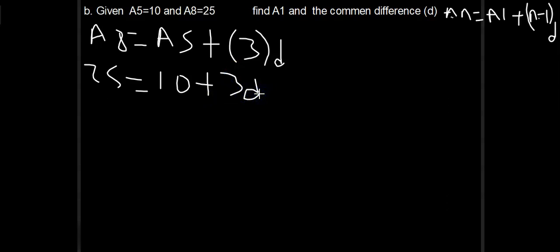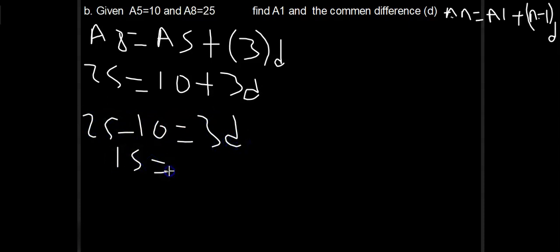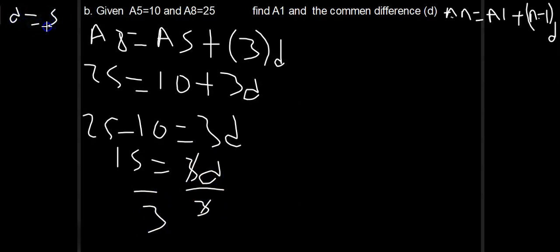So now I'm looking for the value of D. When I FOIL, I'm going to get 25 minus 10 equals 3D. And then 25 minus 10 is what? It is just 15, so it will be 3D. And then over 3 and over 3. And then my D value will be what? It will be 5. So let me write this one. So D will be 5.